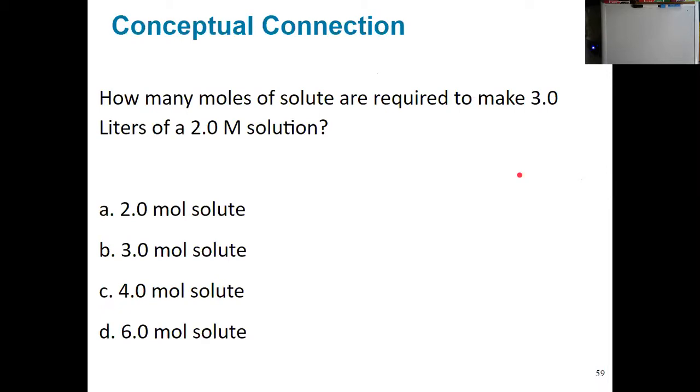So let's look at an example. How many moles of solute are required to make 3 liters of a 2 molar solution?